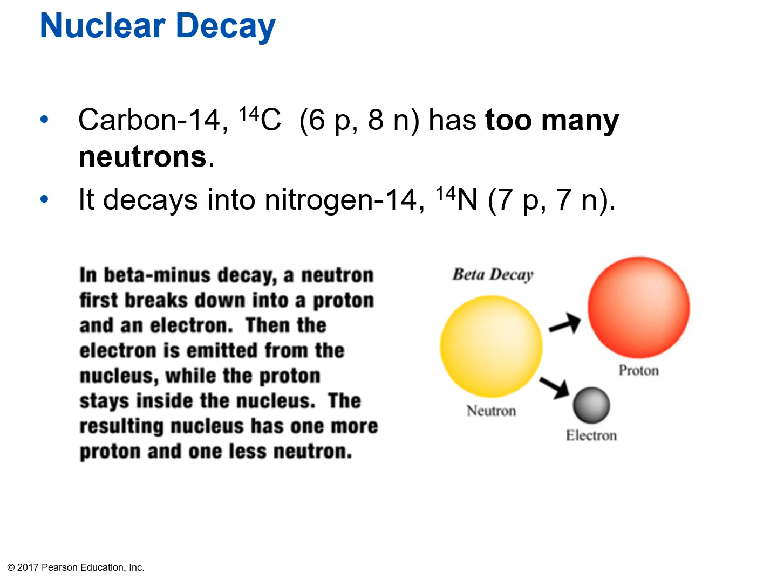What I've described here is beta minus decay, very similar to the previous slide, beta plus decay, but the opposite happens. In the previous slide, with beta plus decay, a proton became a neutron. Here, a neutron is going to become a proton. As it says here, in beta minus decay, a neutron first breaks down into a proton and an electron. Then the electron is emitted from the nucleus while the proton stays inside the nucleus. The resulting nucleus has one more proton and one less neutron.